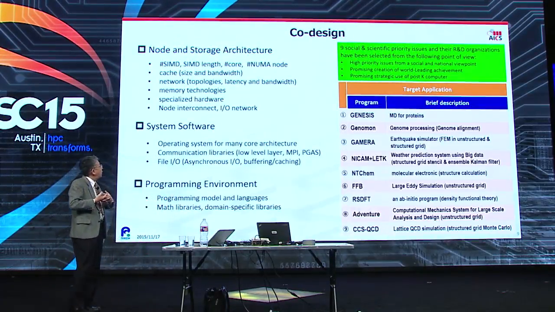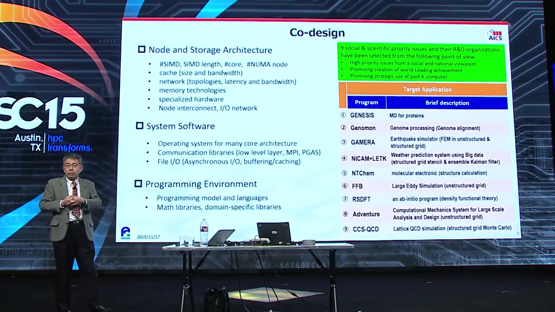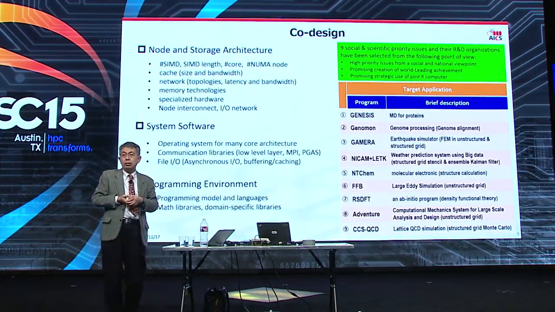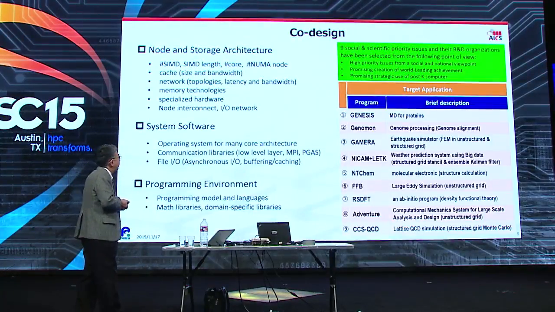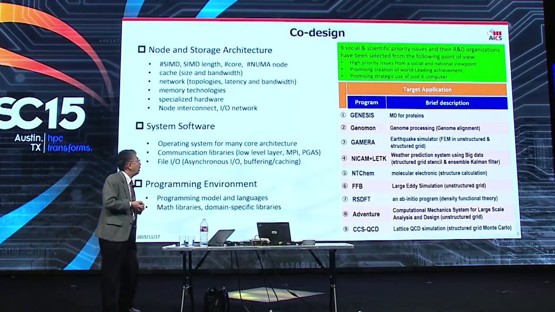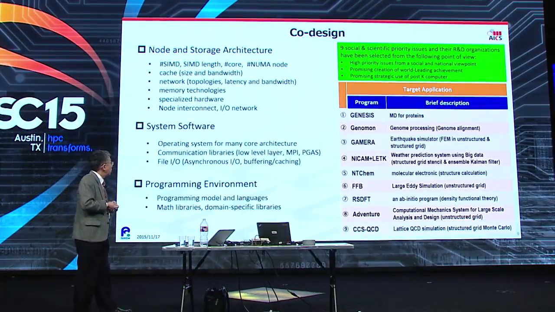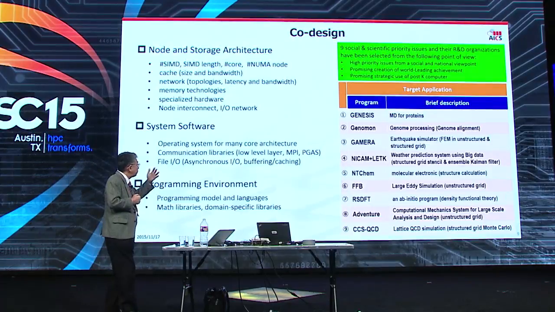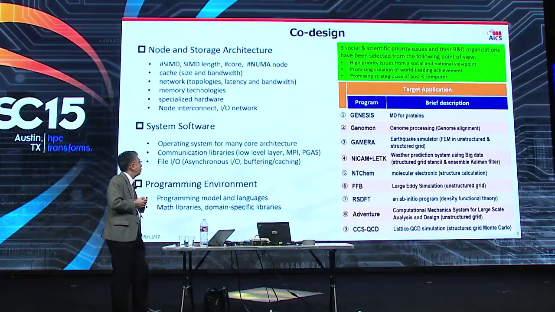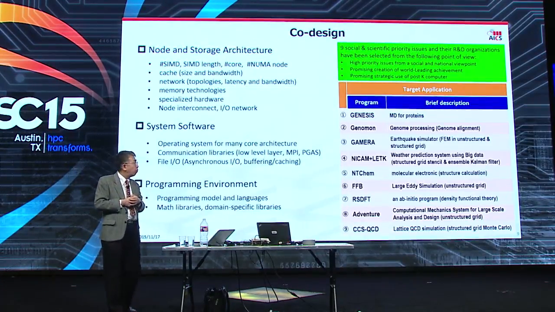So this slide shows the overview of our co-design. The Japanese government has selected nine social and scientific priority issues, and they also selected the R&D organizations. These are for the high priority issues from the social and national viewpoint, and also for the promising creation of world-leading achievements and the promising strategic use of the post-K computer.